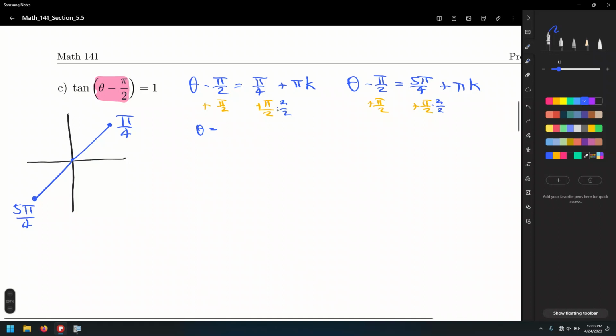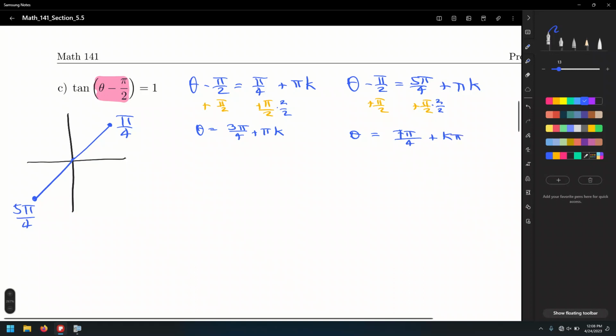That's going to be pi over 4 plus 2 pi over 4. That's 3 pi over 4, plus k pi. And on the other hand, theta equals 2 pi over 4 plus 5 pi over 4. That's 7 pi over 4, plus k pi.